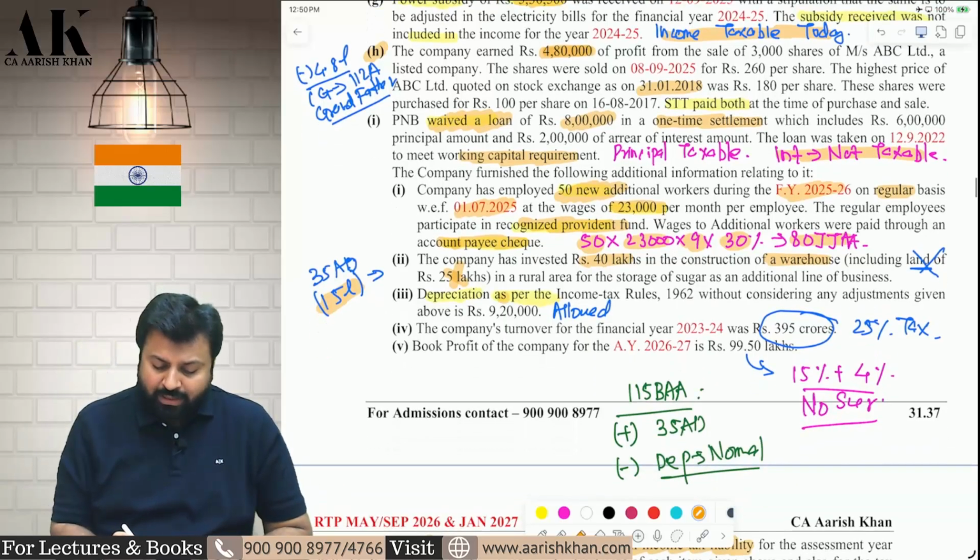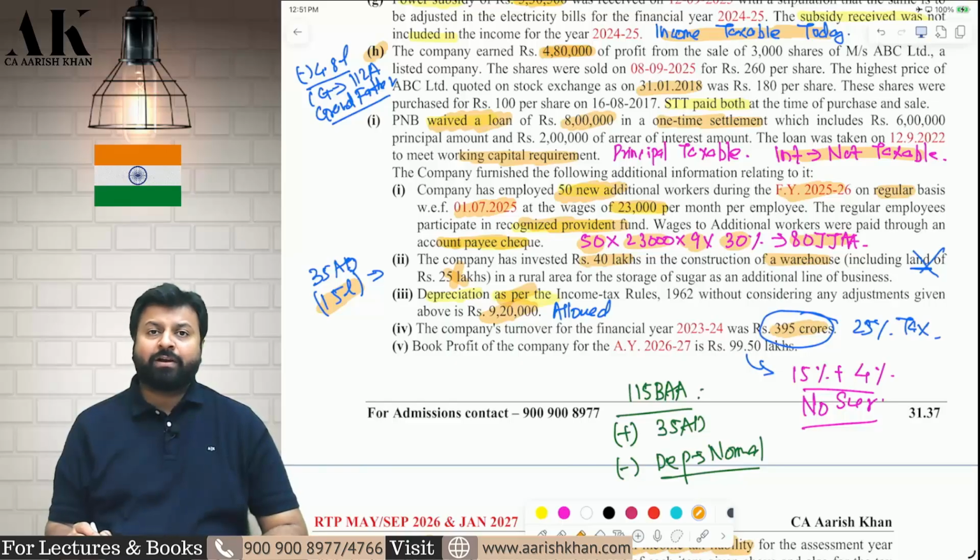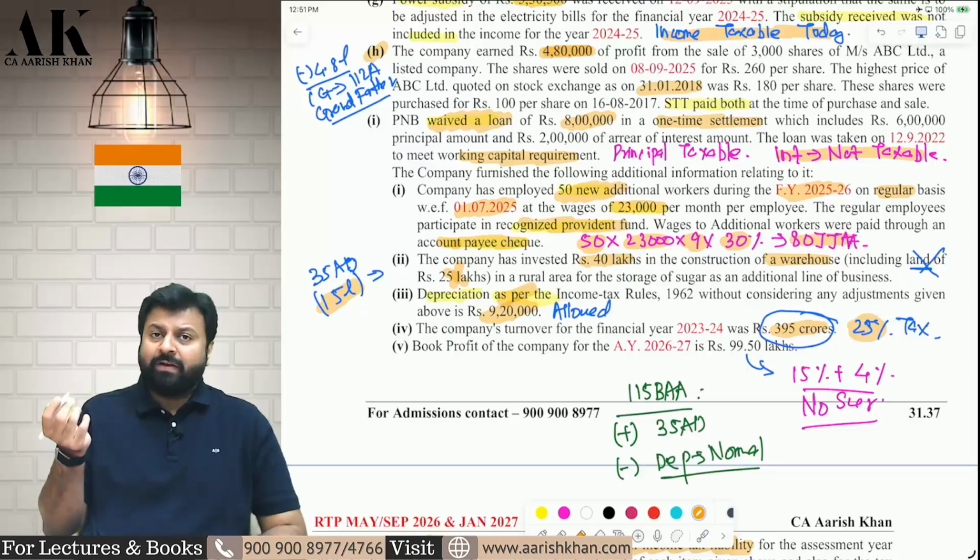Last but not least, your depreciation as per income tax law is how much? 9,20,000. You can claim that as deduction. Your turnover of last year is 395 crores, which is less than 400 crore. Therefore, 25% tax will apply, surcharge if applicable, and cess.